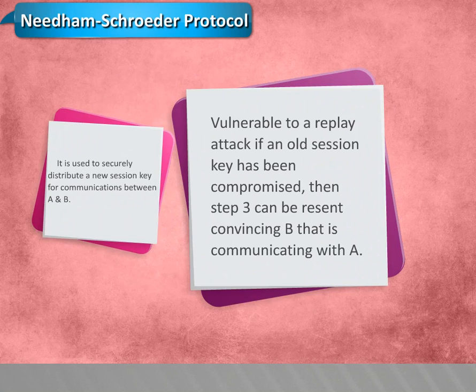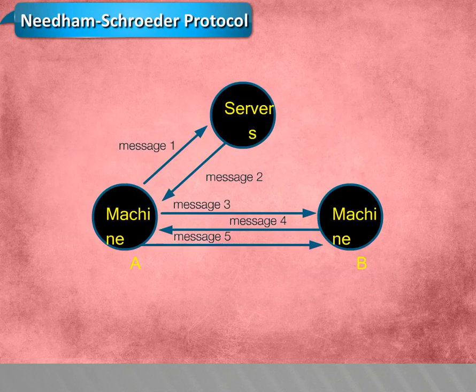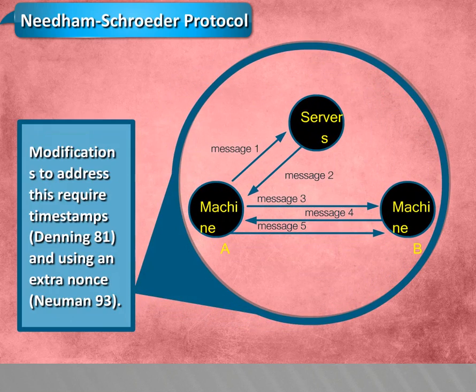It is vulnerable to a replay attack. If an old session key has been compromised, then step 3 can be resent, convincing B that it is communicating with A. Modifications to address this require timestamps, Denning 81, and using an extra nonce, Needham 93.